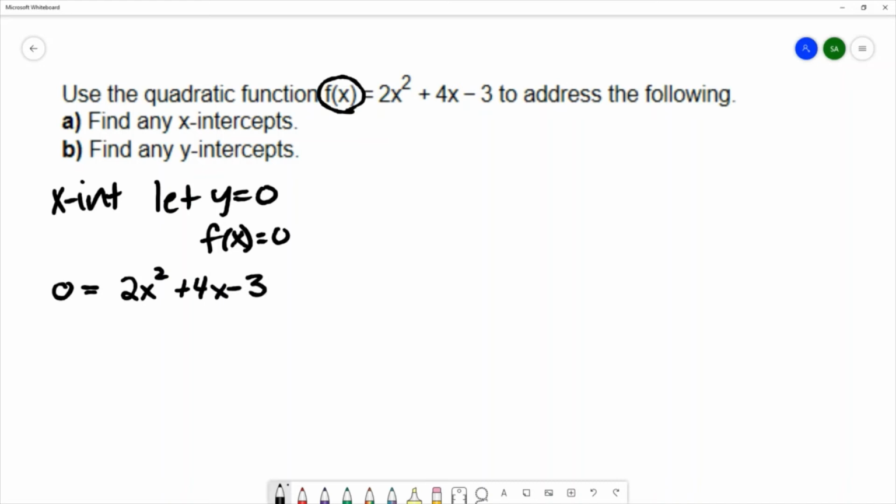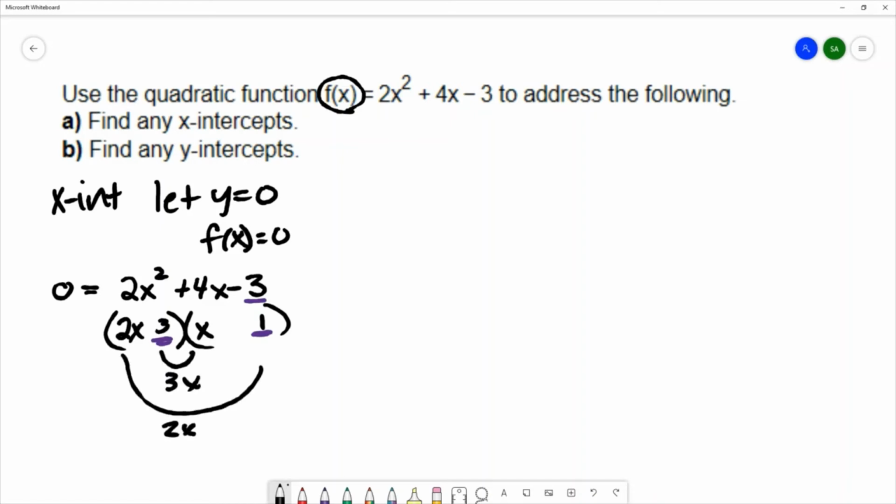And I want to solve this quadratic equation. I'll try to factor it. So I would have to have 2x and x to get 2x squared. And to multiply to be a 3, I need these two values to be 3 and 1. So I can try 3 and 1 here. That would give me 3x and 2x. And 3x plus 2x would give me 5x, or 3x minus 2x would give me x. And neither one of those would give me the right number in the middle. So I need to try something else.